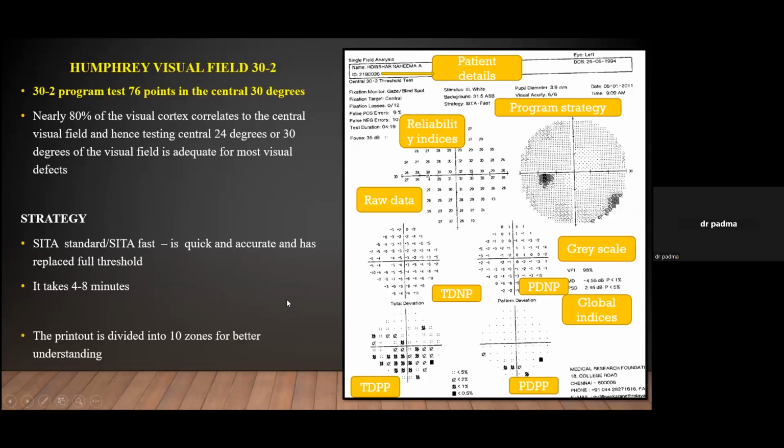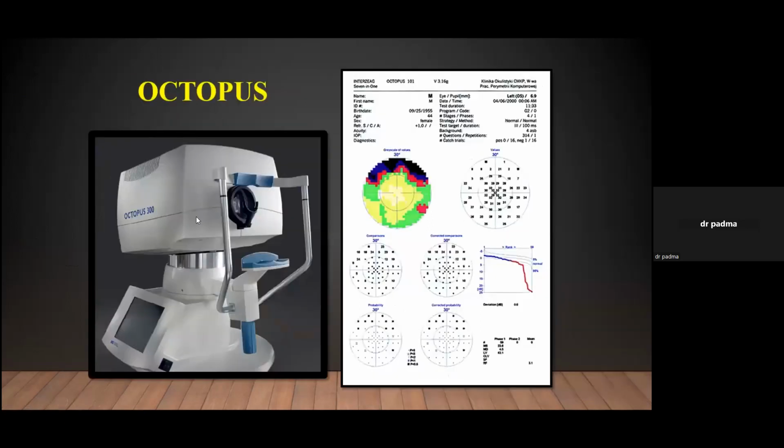So we use the 30-2 program, which tests about 76 points in the central 30 degrees, and it is said that nearly 80% of the visual cortex correlates to the central visual field, and hence testing the central 24 or 30 degrees of visual field is sufficient for most defects. So this is an HVF printout, which is divided into 10 zones for better understanding, and the testing takes about 4 to 8 minutes to perform. And this is the printout of the Octopus perimeter, and it is slightly different from the Humphrey Visual Field Analyzer.